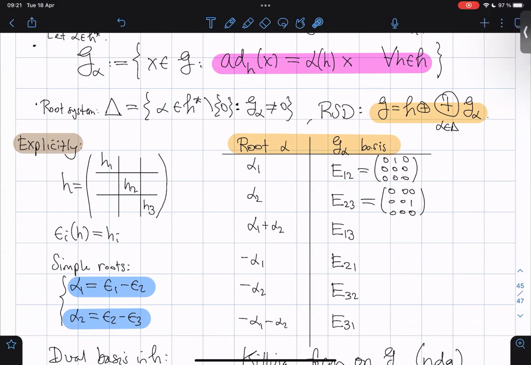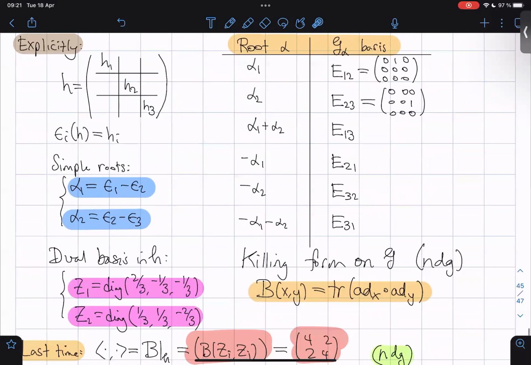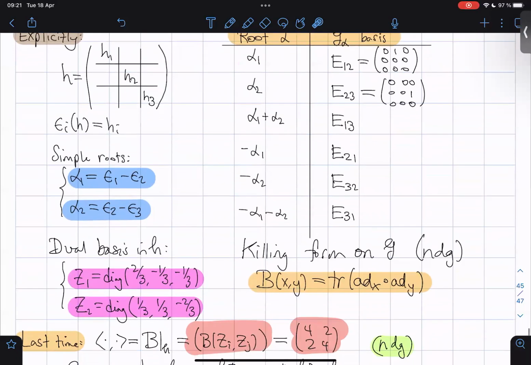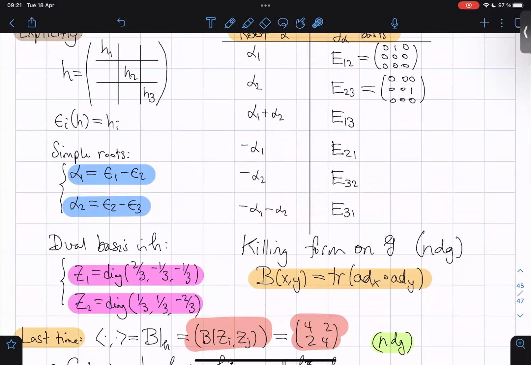Chopping up our space into these eigenspaces. Please jump in if you have any questions. But H star is a bit abstract at this point, and we want a clearer picture about what's going on.